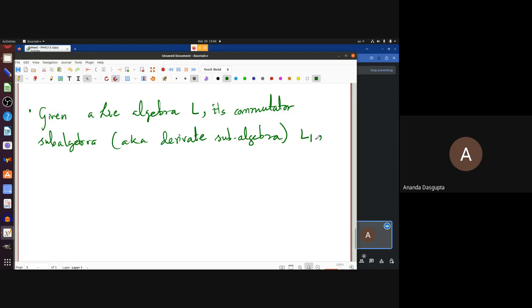Of course, you are calling this L with a lower one and not just L prime. It of course implies that somewhere in the picture there's L2, L3, L4 waiting to come in, right? L1 is defined to be, okay, the name is the commutator subalgebra. So what do you think L1 would be? Just from the name, what would your guess be? The set of what?